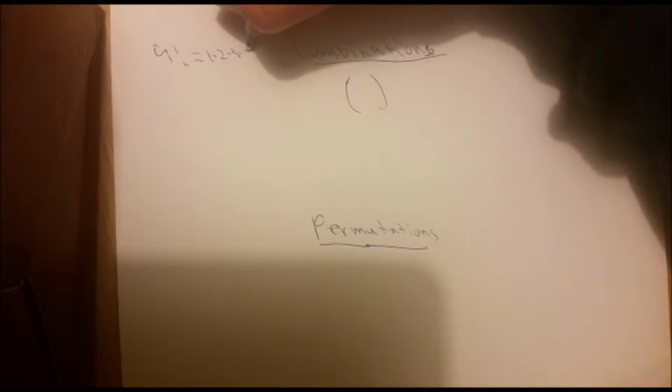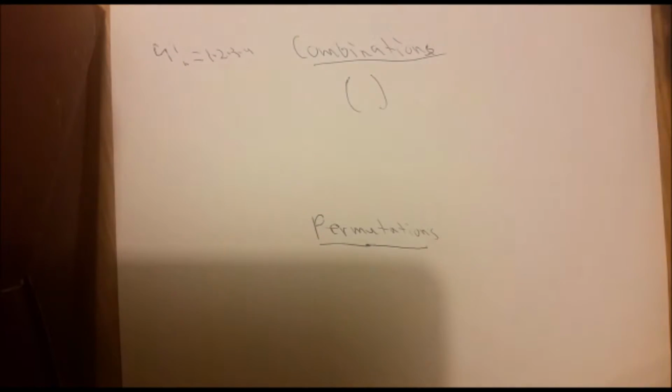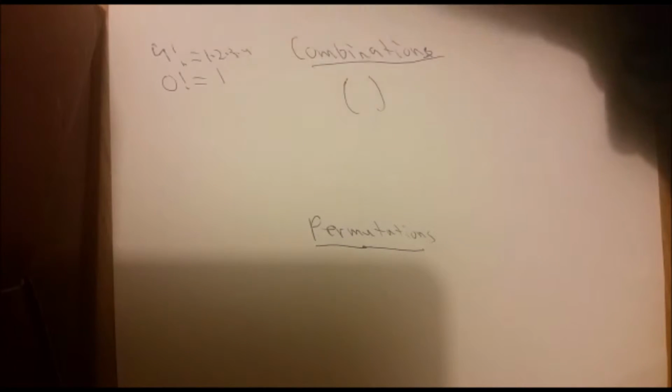4 factorial is equal to 1 times 2 times 3 times 4. So now you should know what factorial means. Something interesting is that 0 factorial equals 1. So just remember that. There's a proof for it, but it's pretty long, I think.